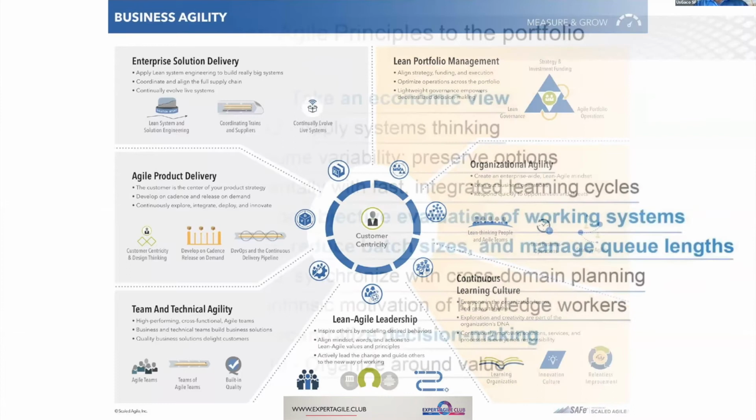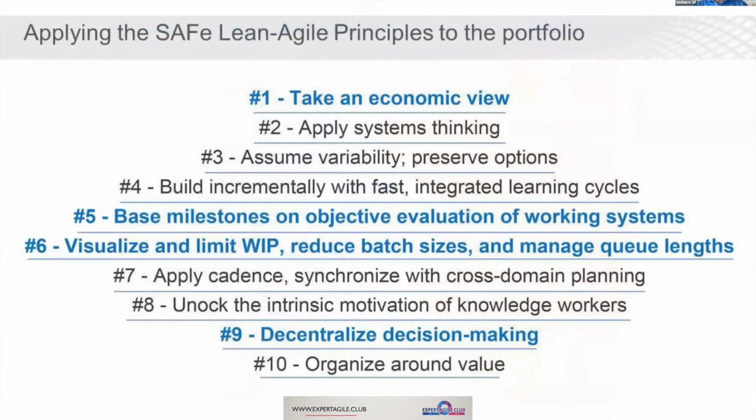So in order to execute on that, we have to have a basic understanding of the SAFe lean-agile principles. And the lean portfolio management really focuses on these four, the four that are blue. Take an economic view, and then number 5, base milestones on objective evaluation of working systems. Number 6, visualize and limit our WIP, our work in process, reduce batch sizes and manage queue lengths. And number 9, decentralized decision making. All these are important to do a full SAFe transformation, but these four are especially important at the portfolio level. So let's take a look at those very briefly.